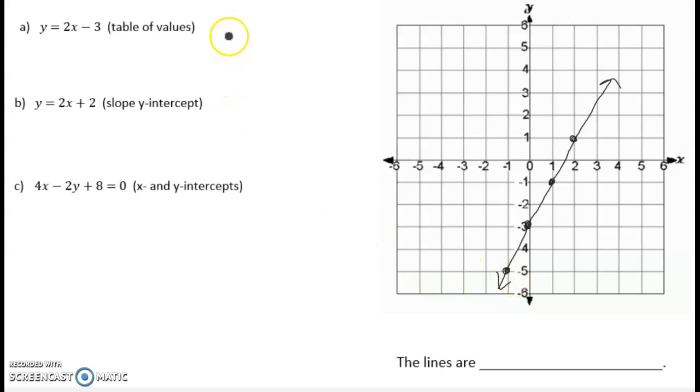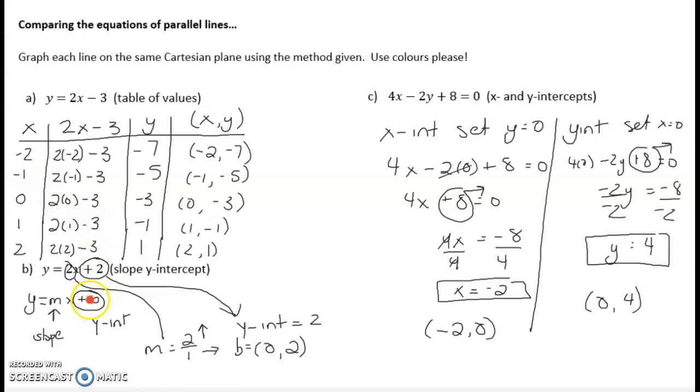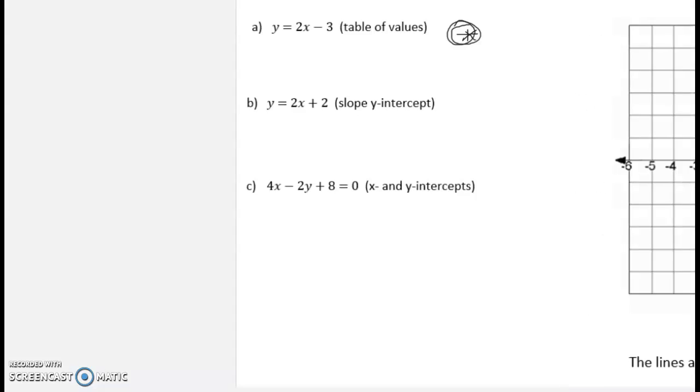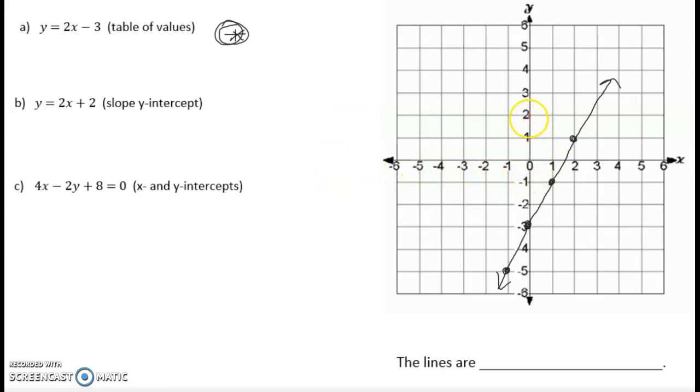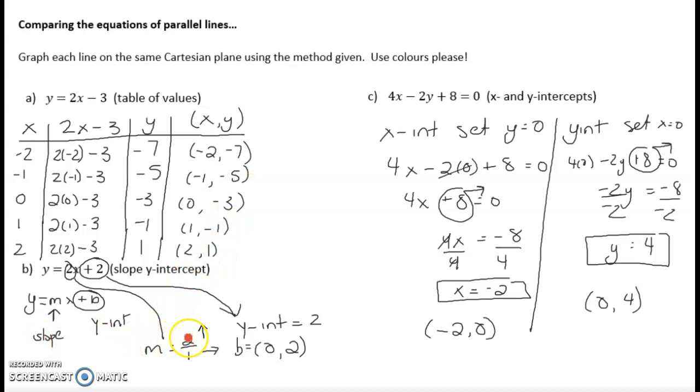Okay, so the first one I did in black. Second one, let's do in red. So when we looked at B, we had our y-intercept of 0 and 2. So x is 0, y is 2. So here's our y-intercept. And then it tells me that my slope is 2 over 1. So we're going up 2 and over 1.